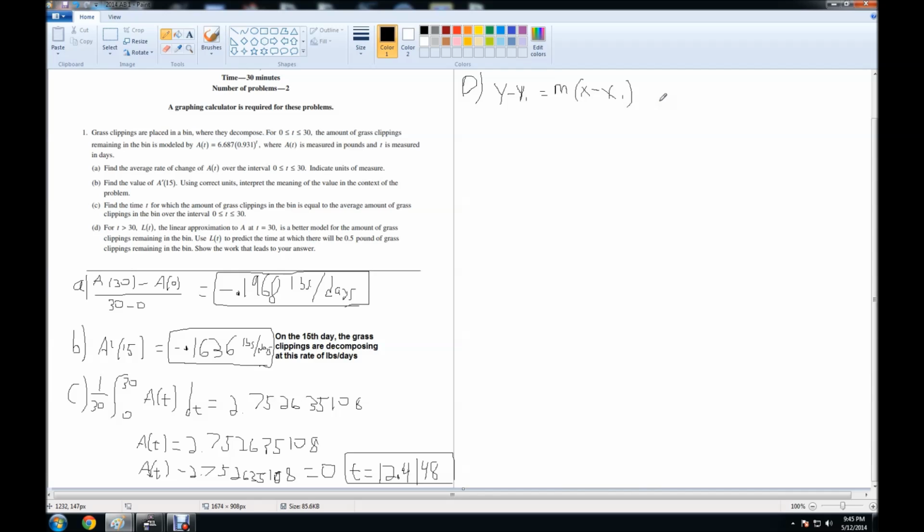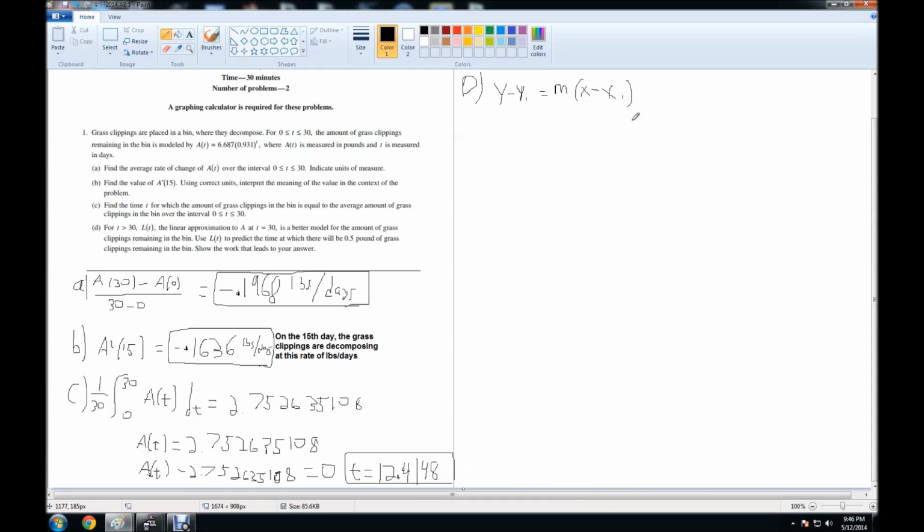So we need these values. We need x1, y1, and m. We are given x1. x1 is actually A(30). You can tell because the question says for t greater than 30, L(t), the linear approximation to A at t equals 30. So we have the line here. We need the slope, which is going to be the derivative, A prime of 30, while x1 is 30 and y1 is A(30).